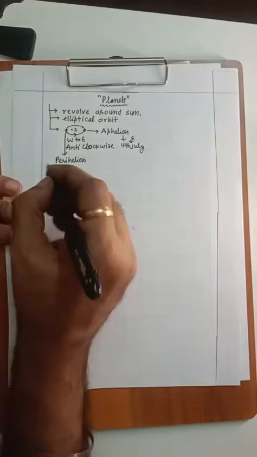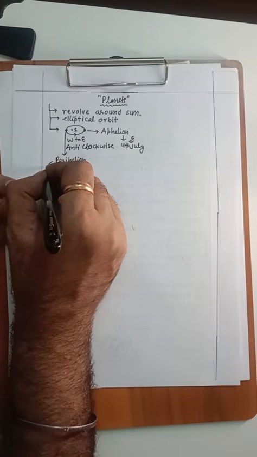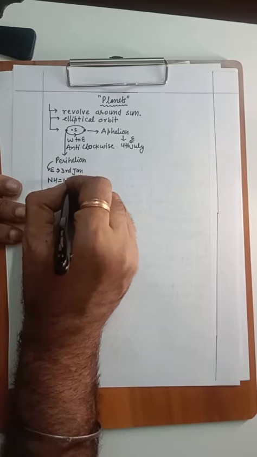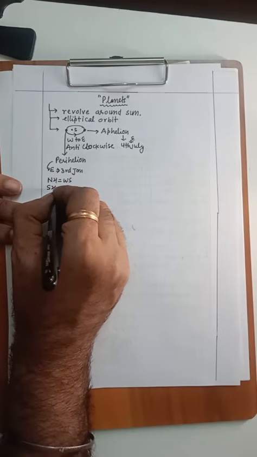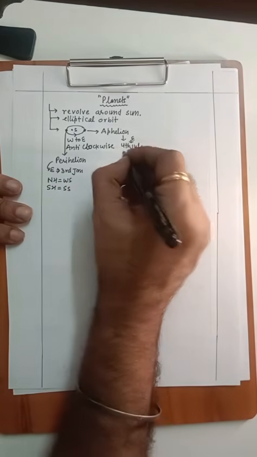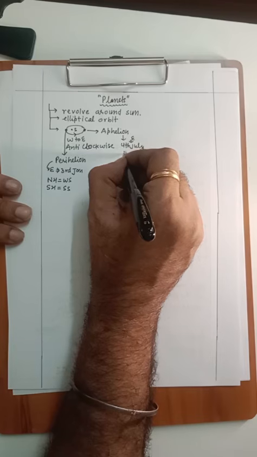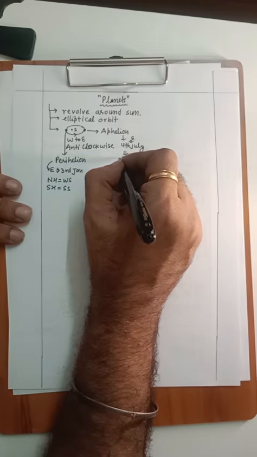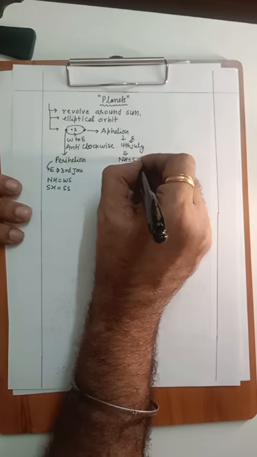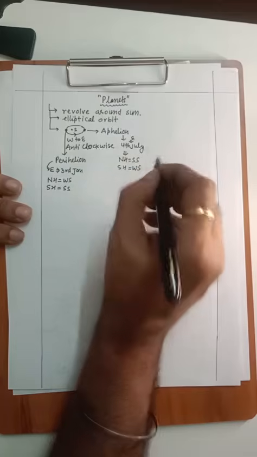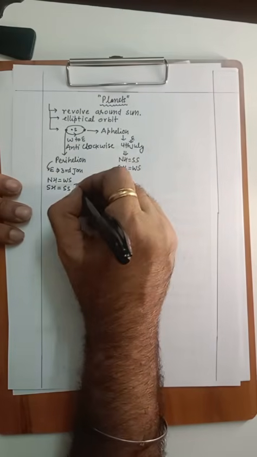So remember that while Earth is at perihelion on 3rd of January, the northern hemisphere has winter season and the southern hemisphere has summer season. While Earth is farthest from the Sun in the month of July, the northern hemisphere has summer season and the southern hemisphere has winter season. So we can draw the inference.